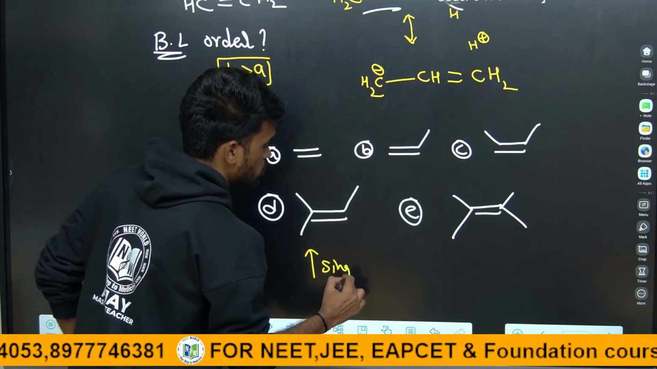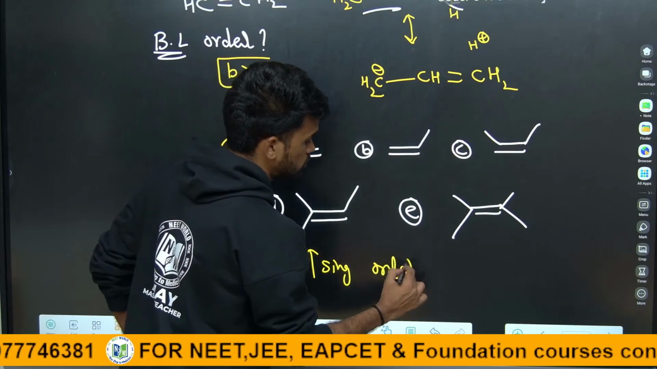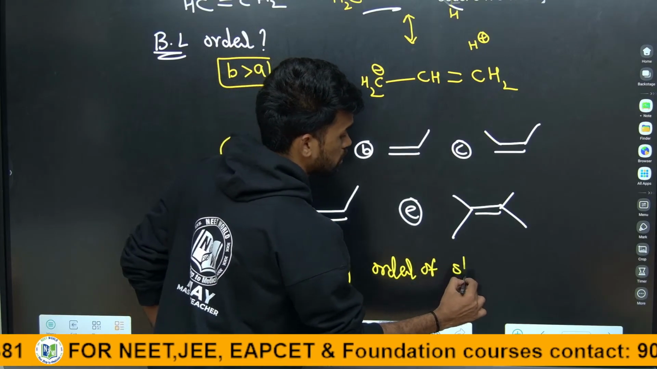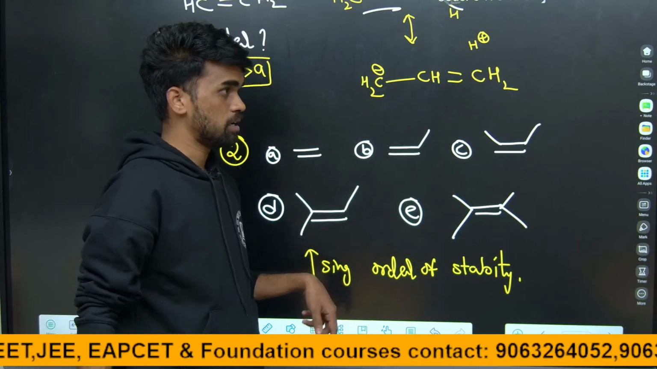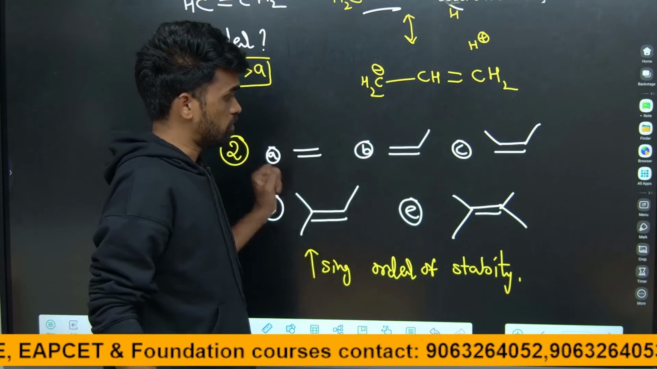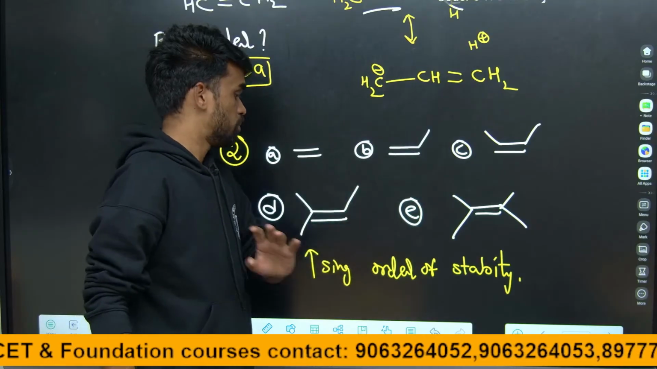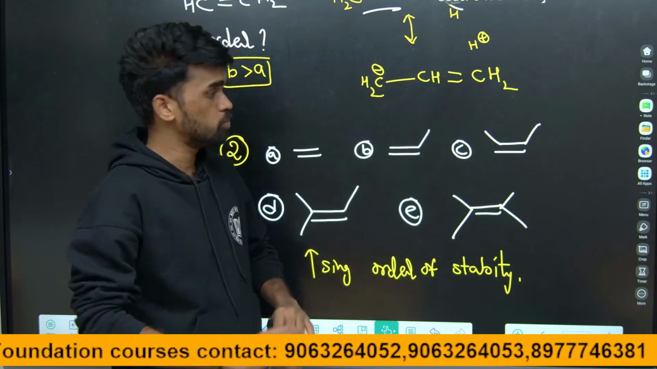Increasing order of stability. Which alkene is more stable? Which alkene is more stable? Like that, make the order based on their stabilities, and give your answer in the comment box. I hope this is also clear.